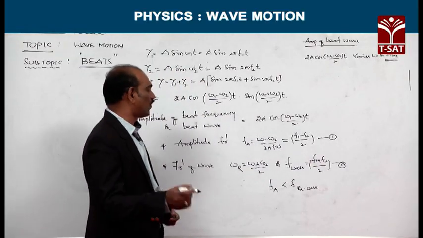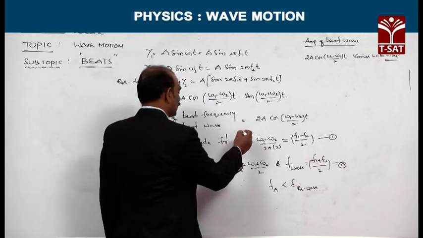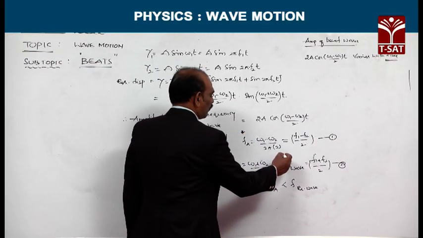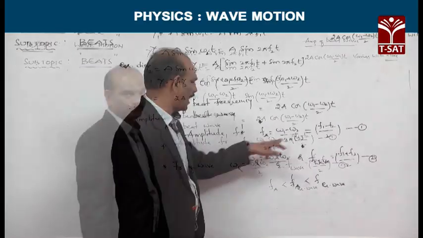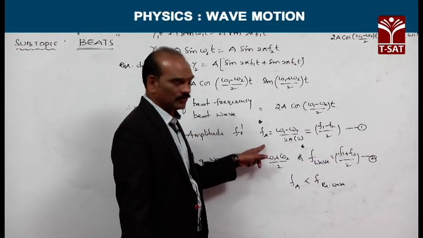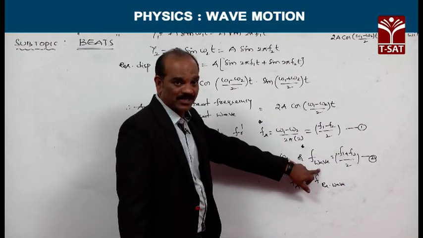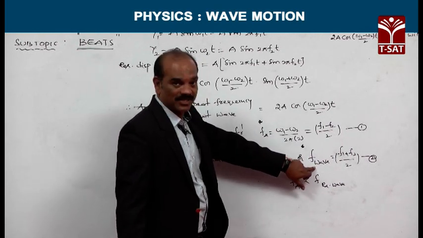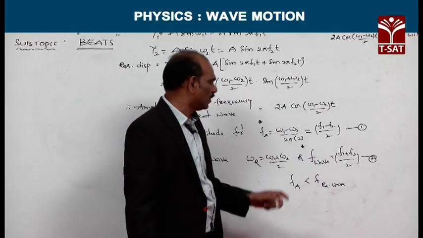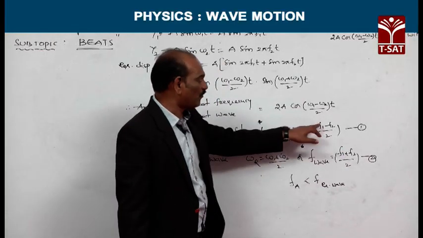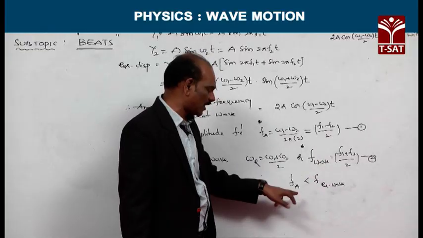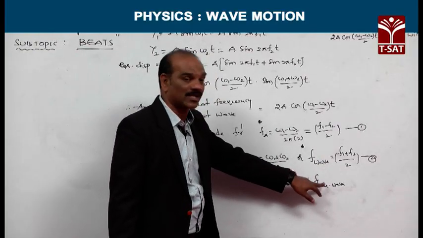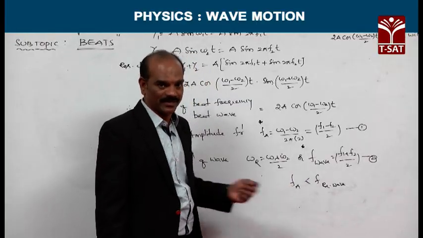Therefore, these two formulae are most important. This is the formula for the amplitude frequency, and this is the formula for the frequency of the beat wave. The frequency of the beat wave is (f1 + f2)/2 and the amplitude frequency is (f1 - f2)/2. In this comparison, we can say the amplitude frequency is always less than the frequency of the beat wave or resultant wave.